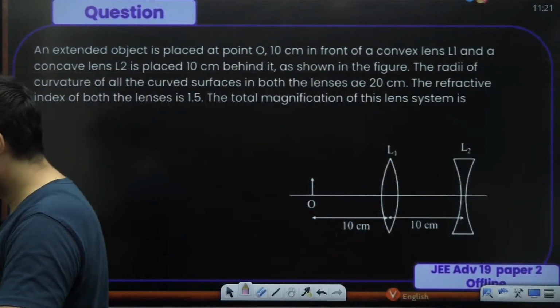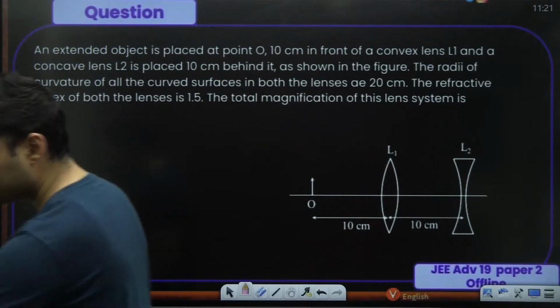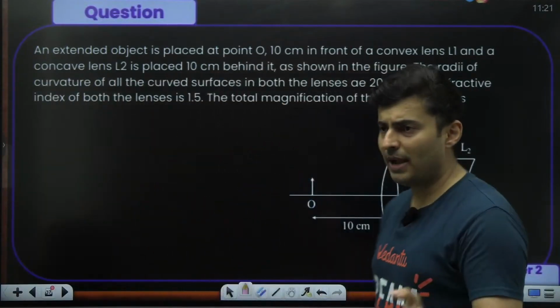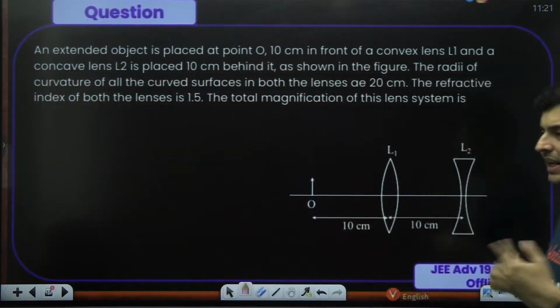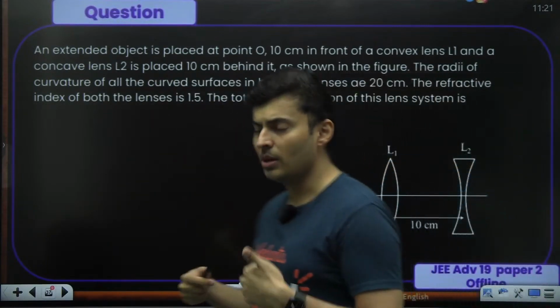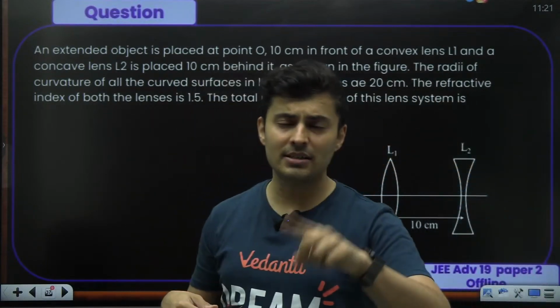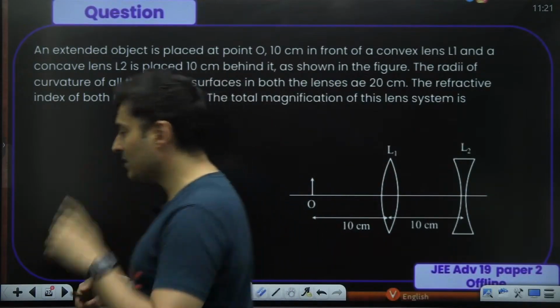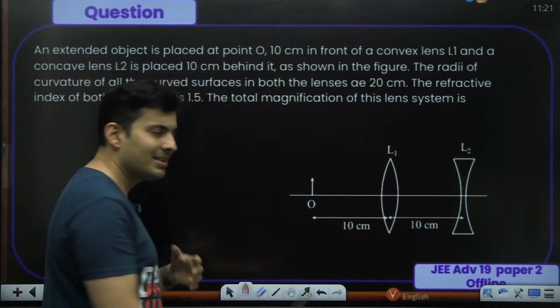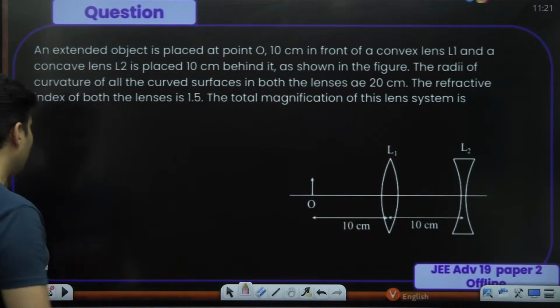What we need to do? We need to find individual magnifications and then multiply the magnifications m1 into m2. To find the magnifications, we need the image distances. Yes, we need the image distances. To find the image distances, let's use the lens formula.